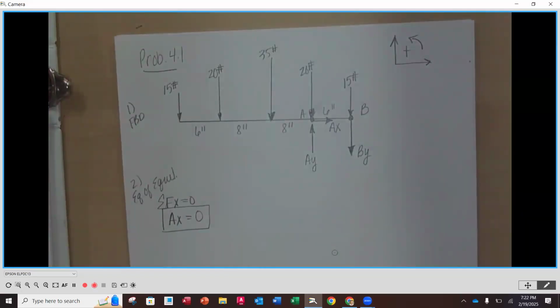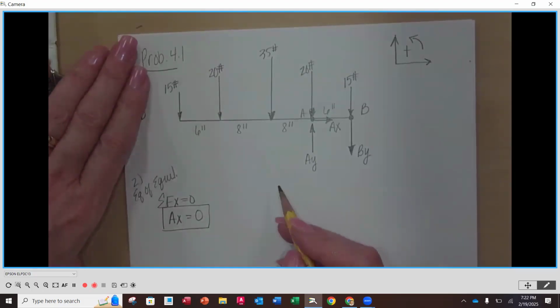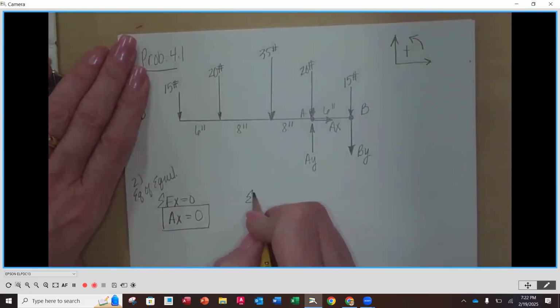All that says is it doesn't have to support in that direction, but we always put it in, okay? Because it is a reaction. It's letting us know what we have to plan for in that direction. All right, then the next one we're going to do is sum the forces in the y equals 0.